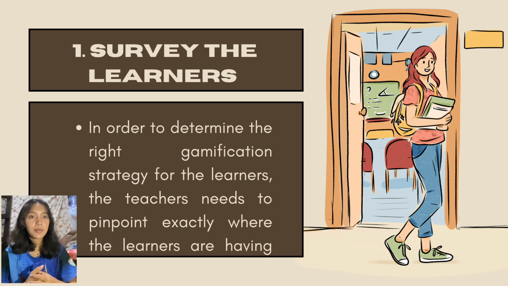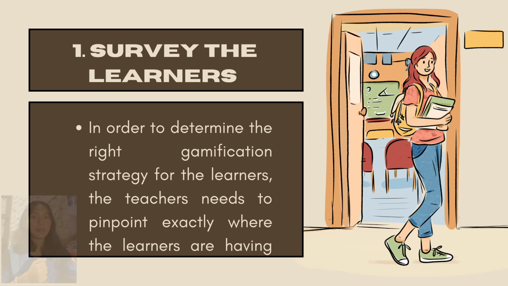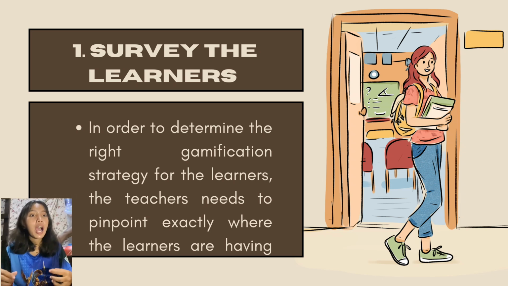The first step is to survey the learners. In order to determine the right gamification strategy for the learners, the teachers need to pinpoint exactly where the learners are having trouble. Before starting, we need to know our learners' interests, learning styles, and what motivates them. For example, we can give a short survey or ask questions like, what games do you enjoy playing? Or do you like competition or teamwork? This helps us design a gamified activity that fits their personalities.